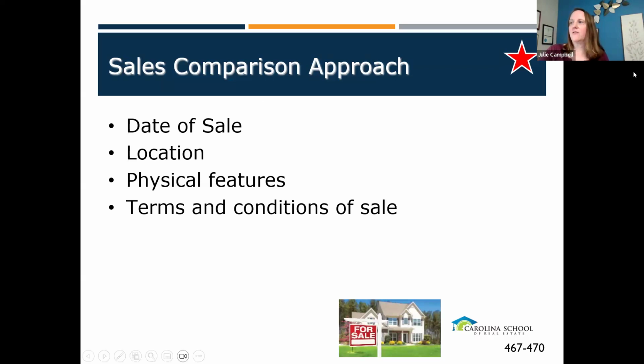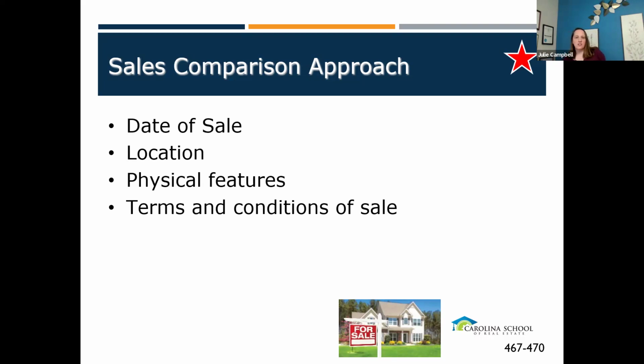Physical features they're looking for: bedrooms, bathrooms, square footage, size of the lot. Is there a fireplace? Is there a garage? Is there a basement? Remember, you start by studying the subject property and finding those physical features, what makes a subject property unique, and then finding the comps to match as closely as you can to those physical features.